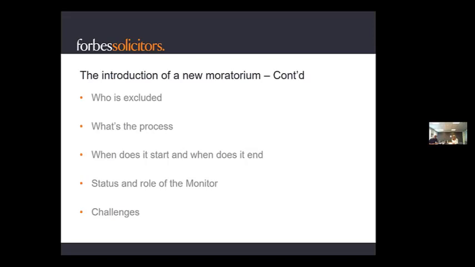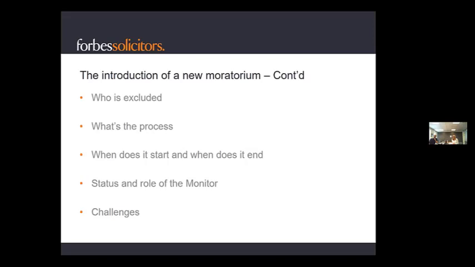In addition, a moratorium will come to an end if the company enters into another insolvency process, if a restructuring plan or scheme of arrangement is sanctioned, if the court orders it to be so, or automatically upon the expiry of the moratorium term. So there is a detailed process for extending a moratorium.